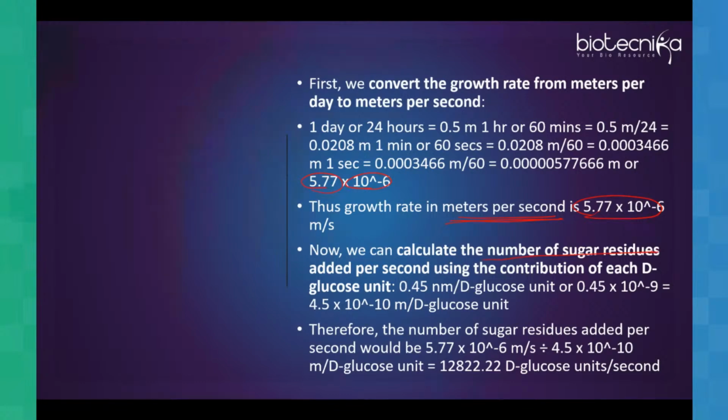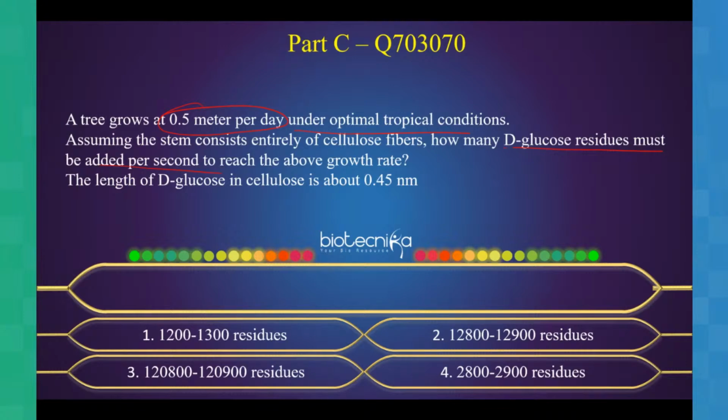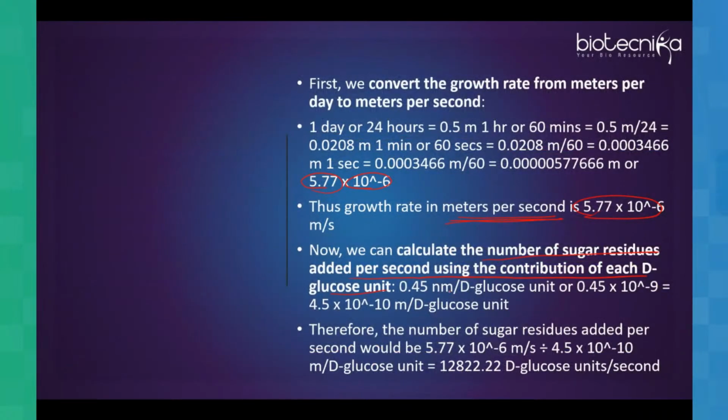Now we can calculate the number of sugar residues added per second using the contribution of each D-glucose unit. They have already given that the length of each D-glucose is 0.45 nanometer, isn't it? So 0.45 nanometer per glucose unit. You are converting nanometer into meter, because here they have given the growth rate in meter per second. From day you have to convert it to per second, and from nanometer you have to bring it to meter. So you can say that each glucose is 4.5 into 10 to the power minus 10 meter.